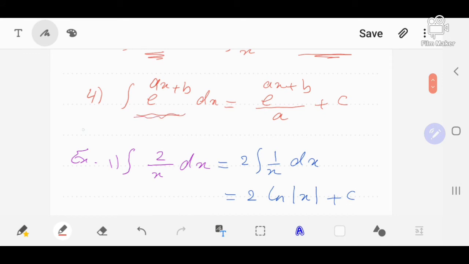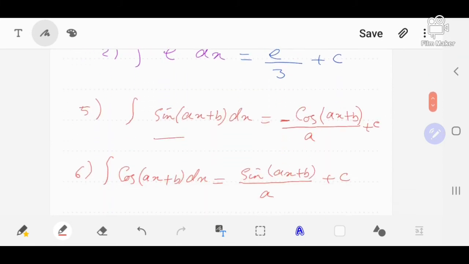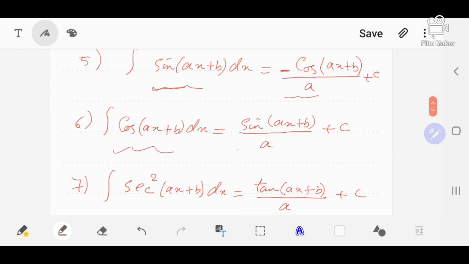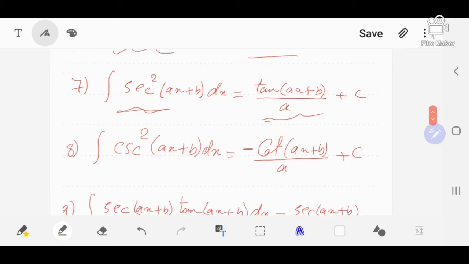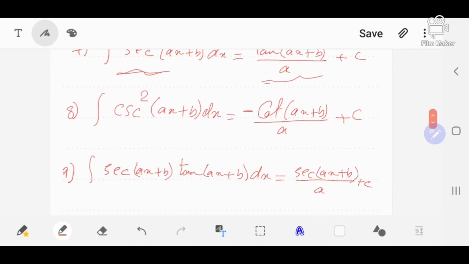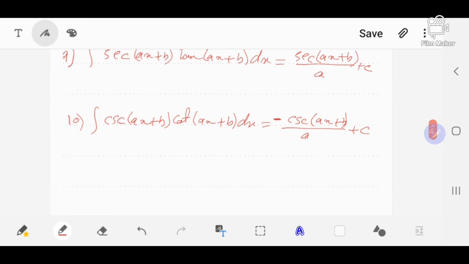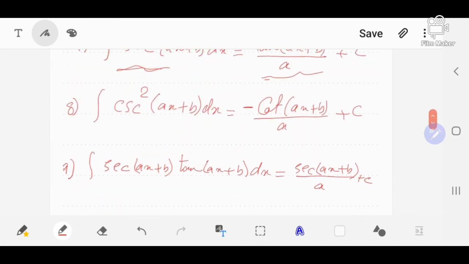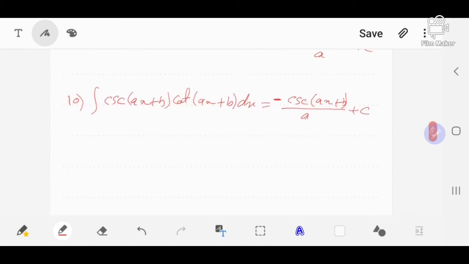Sine will give you negative cosine. Cosine will give you sine. Secant squared will give you tan. Cosecant squared, negative cotan. Secant tan will give you secant. Cosecant cotan will give you negative cosecant. These can be found from the rules of derivatives. Okay. Later on, let's have a look at how to integrate.